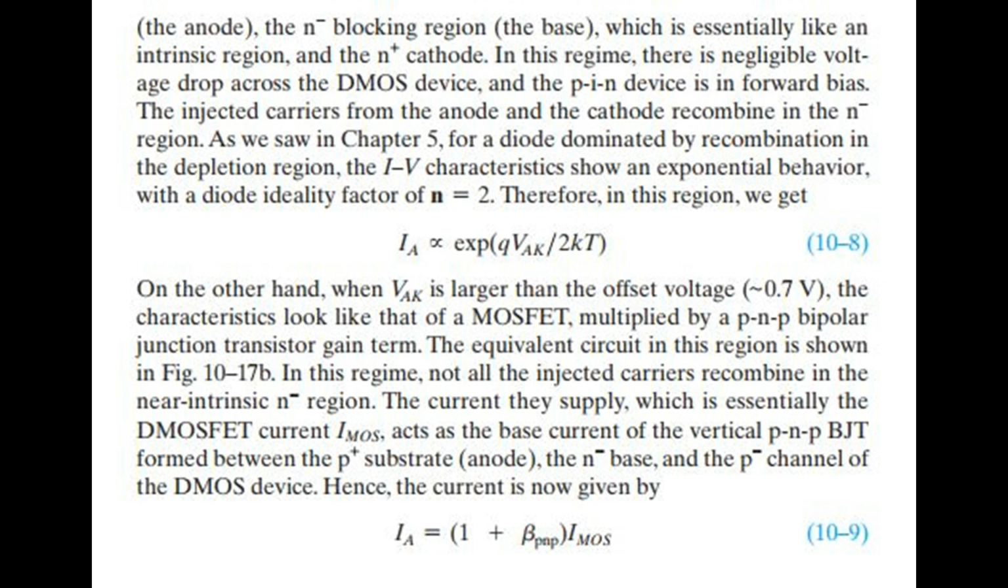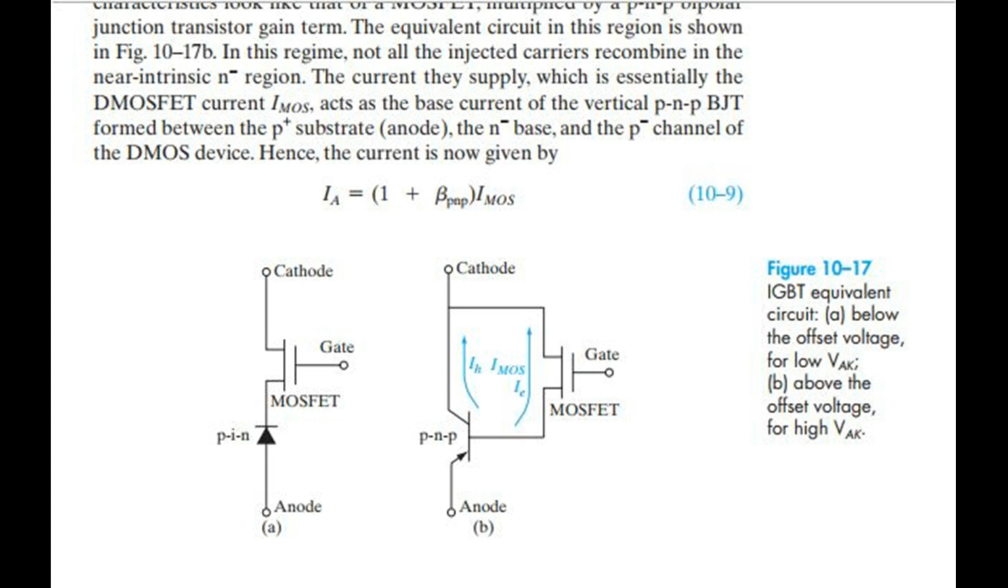On the other hand, when VAK is larger than the offset voltage, 0.7 volts, the characteristics look like that of a MOSFET, multiplied by a PNP bipolar junction transistor gain term. The equivalent circuit in this region is shown in Fig 1017b. In this regime, not all the injected carriers recombine in the near intrinsic N region. The current they supply, which is essentially the double diffusion MOSFET current IMOS, acts as the base current of the vertical PNP BJT formed between the P plus substrate, anode, the N, base, and the P, channel of the double diffusion metal oxide semiconductor device.